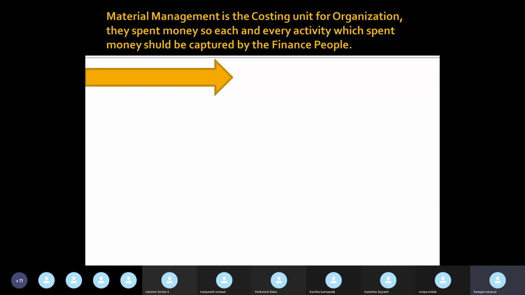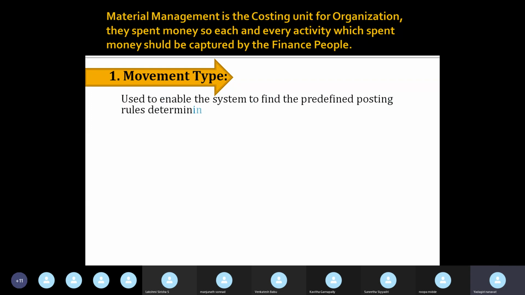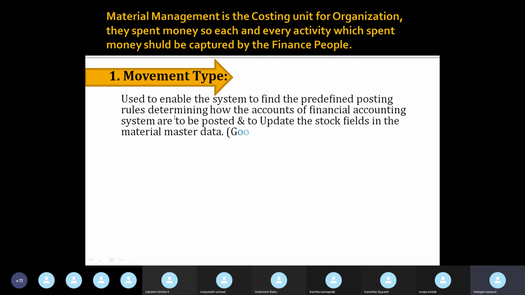Material management is a costing unit for the organization. They spend money on each and every activity, and the money spent should be captured by the finance department. So movement type is used to enable the system to find the predefined posting rules, determining how the accounts of the financial accounting system are to be posted to update the stock fields in the material master data.